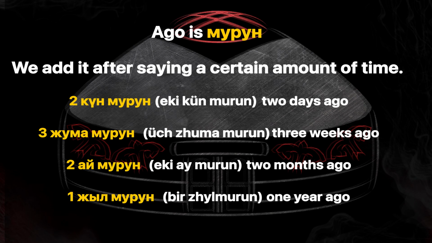In the Kyrgyz language, the translation of ago is мурун. We add it after saying a certain amount of time. For example, 2 күн мурун, 2 days ago. 3 жума мурун, 3 weeks ago. 2 ай мурун, 2 months ago. 1 жыл мурун, 1 year ago.